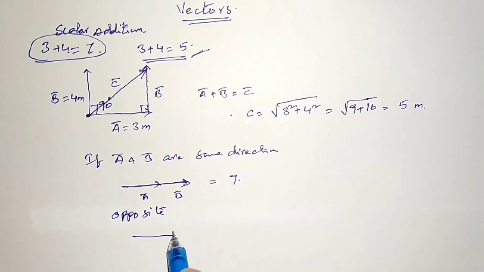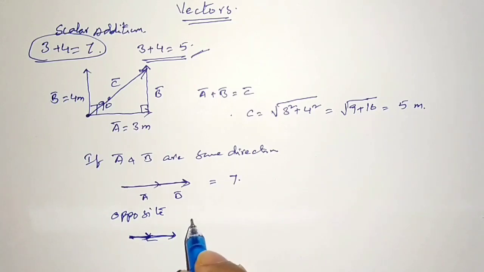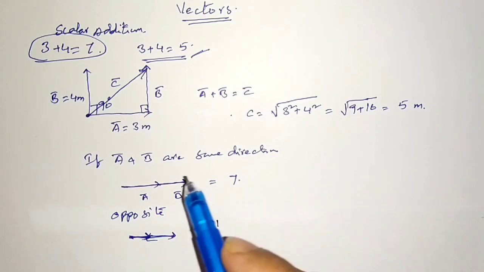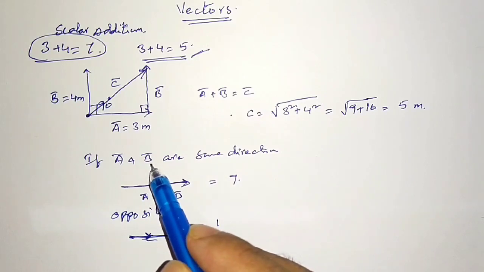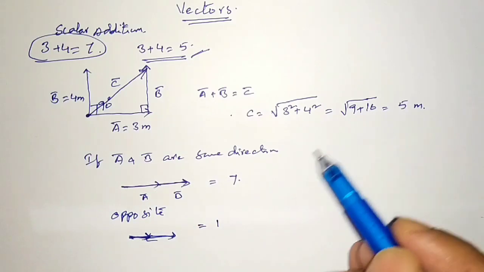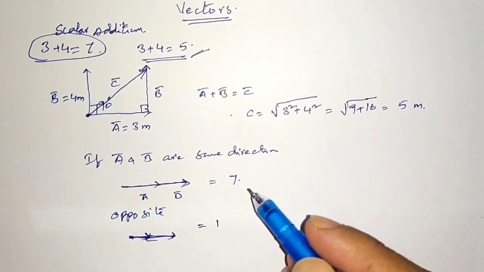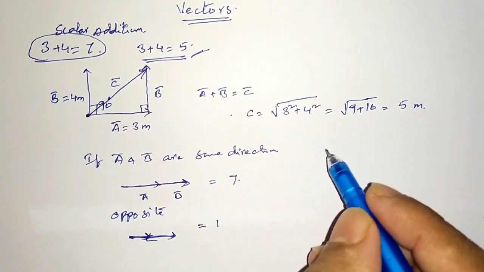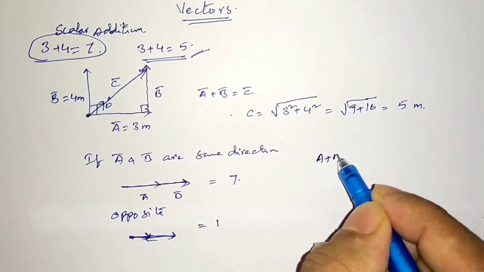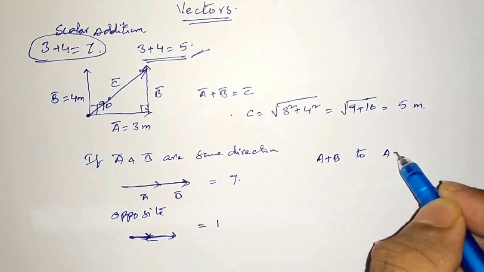then what? So this is A and this is B. This is our resultant vector. How much is this? The magnitude of A plus B you will be getting as 1. Yes or no? Right? So from this you can understand one thing. A plus B has the values 5, 7, 1. That means it can be any value? No. It can be values from A plus B to A minus B.